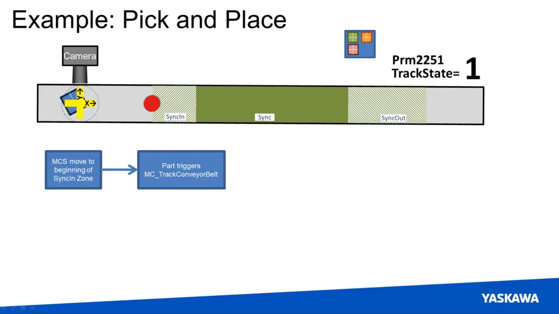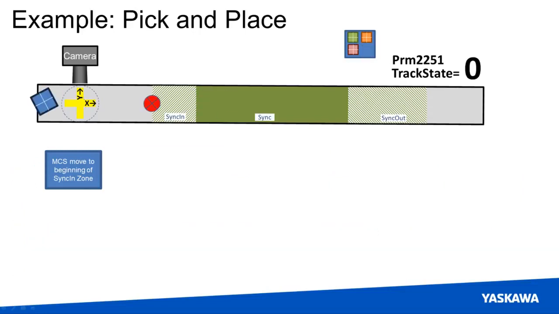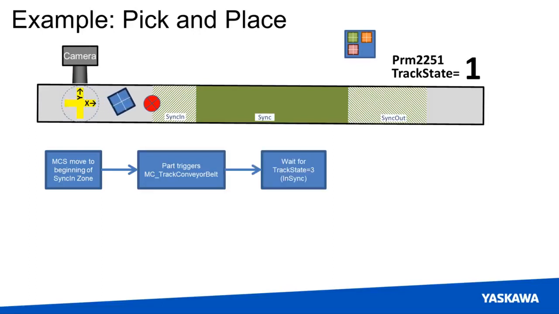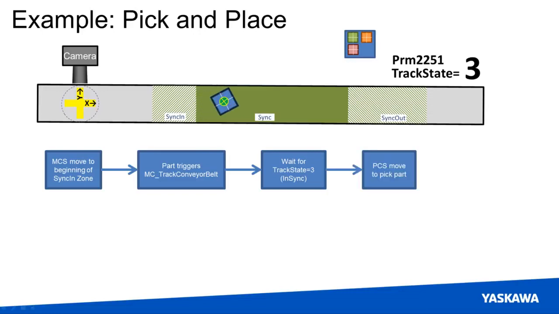So again, we'll run through that one more time quickly. We start at the beginning of the synchronization zone. As the part comes down, we capture its position. We set the initial object position and the recorded position in the function block. Now we're waiting for it to get in sync. So it gets in this sync zone. Here our track state, parameter 2251, has become 3. That means we're in sync. And now I can command a PCS move to 0, 0, 0 that is going to move the tool down to grab the part.